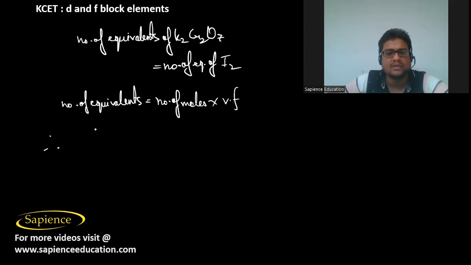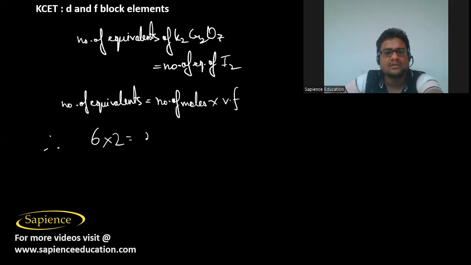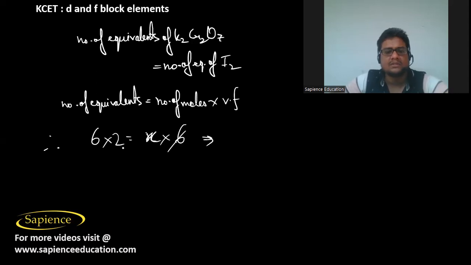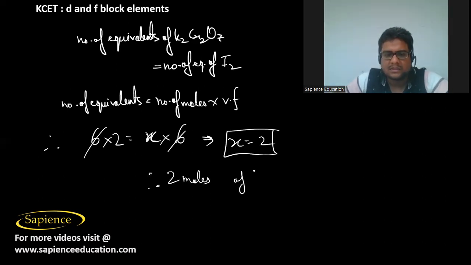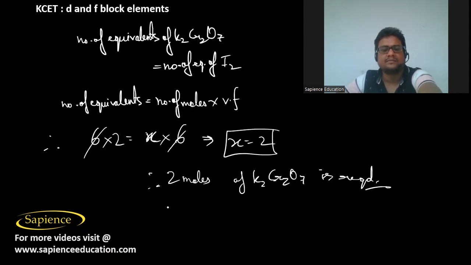So 6 moles of I2, the number of moles of I2 into the valency factor, which is 2, will be equal to the number of moles of K2Cr2O7, let it be X, into the valency factor of K2Cr2O7, which is 6. So then 6 and 6 will cancel out, X will be equal to 2. So it means that 2 moles of K2Cr2O7 is required. So option D is the correct answer.